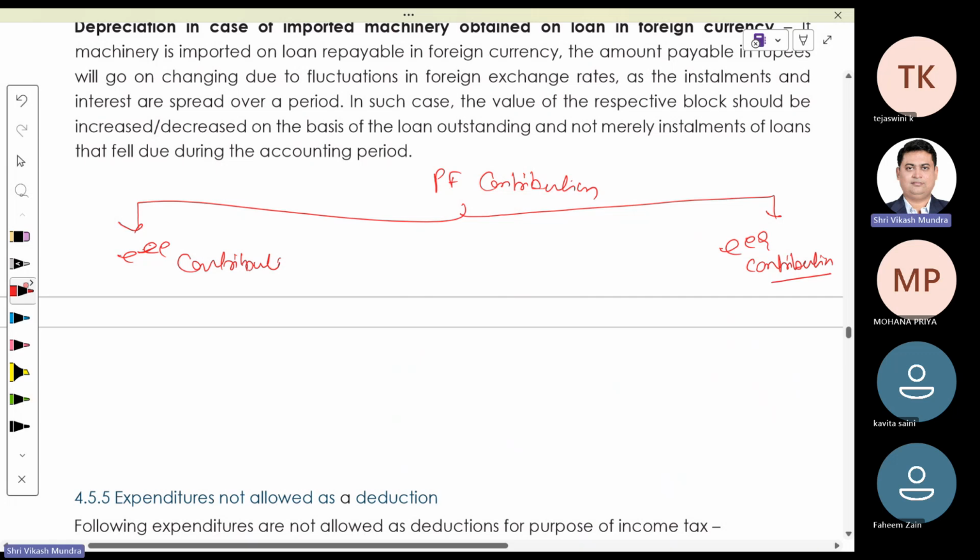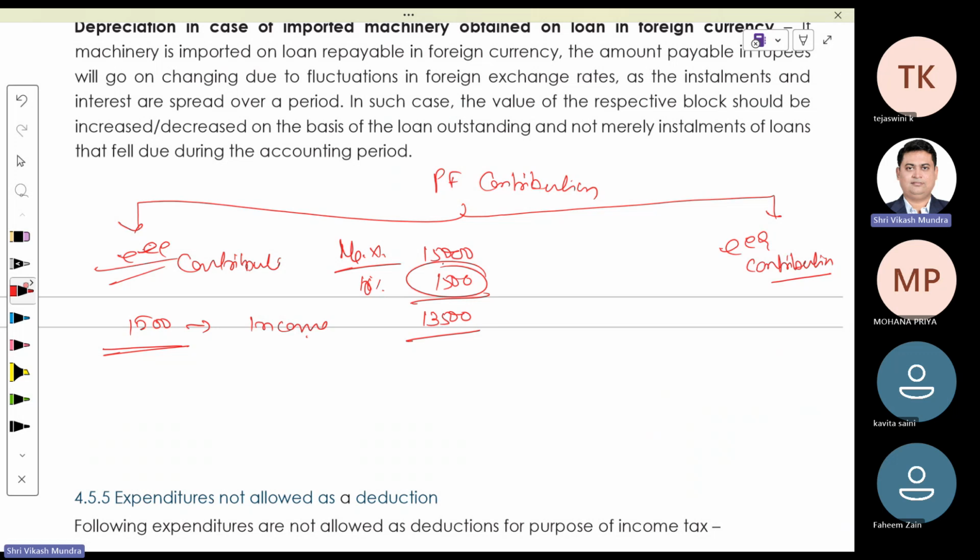In general, suppose the salary of Mr. X is rupees 15,000. Say your employer is deducting PF at the rate of 10%. So 1500 would be deducted from the salary of Mr. X, and your employer will pay 13,500 in cash to Mr. X. This 1500, when it is deducted, is considered as income.